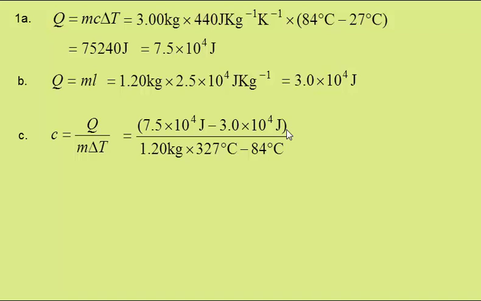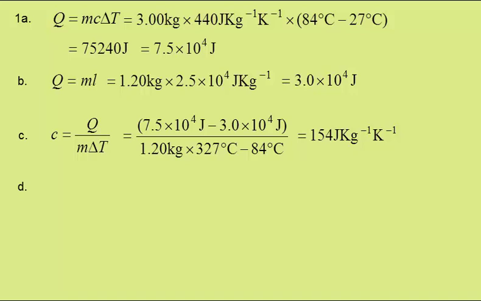The rest of the energy must have come from the cooling of the solid iron. Here we have the mass and the temperature change going from 327 degrees C to 84 degrees C. This comes out at 154 joules per kilogram per Kelvin.